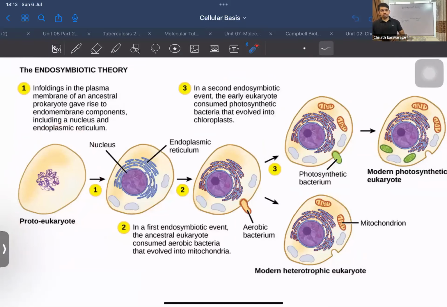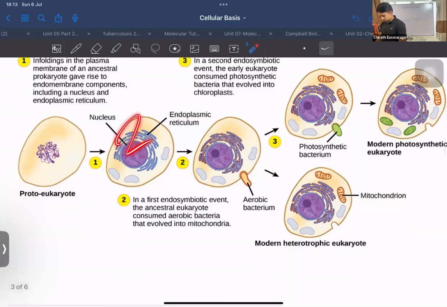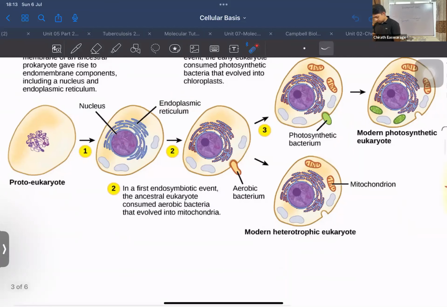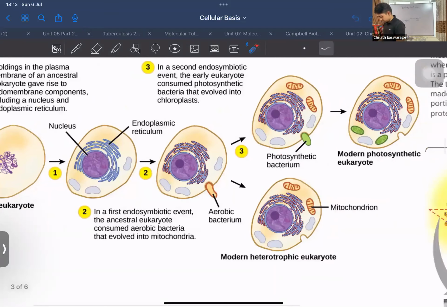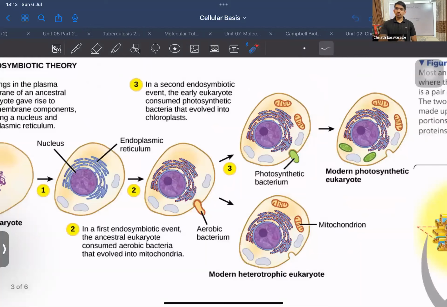Proto means what? It's not a proper eukaryote, but like a trailer version of a eukaryote. It's not a proper eukaryote yet, but it's going to be one. So what happened? Infolding. This step is not necessary. It says how endoplasmic reticulums are formed. This is the important thing. So this explains how eukaryotic cells got mitochondria. How did eukaryotic cells get mitochondria?